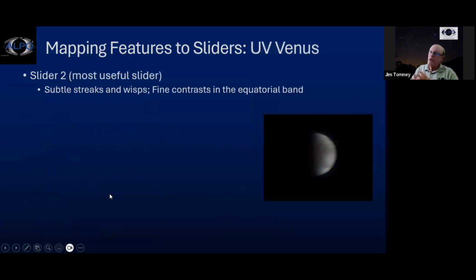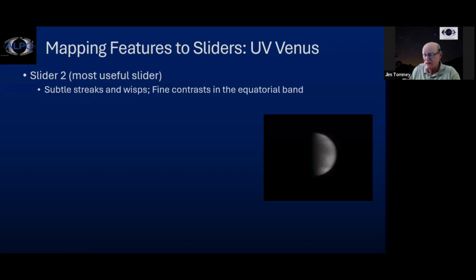Now let's take a look at a low contrast object. So slider 2, for example, ultraviolet Venus. Slider 2 in general is going to be one of your more useful sliders. That's a little different than what we were seeing with Jupiter, where it was 3 and 4. These subtle streaks and wisps, fine contrast in the equatorial band, basically you're looking at things that are very subtle. And so you're going to need to boost them with slider 2 because they're small.